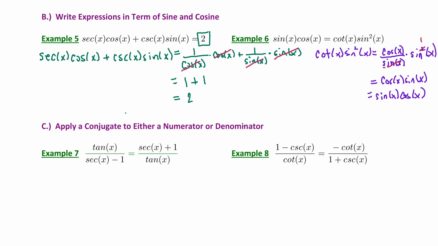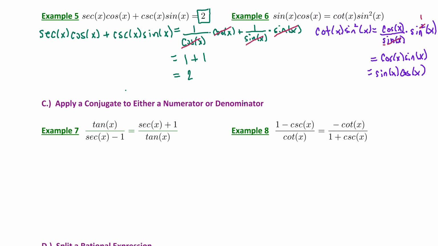Perhaps a more advanced technique for verifying an identity is applying a conjugate to either a numerator or a denominator. On example 7, notice in the identity we have a difference here and we have a sum here. Those are called conjugates. That is, they have the same two terms but a different sign in between. So really on this example, you could start with either side. And I'm going to move way over here just to make sure I have enough room. So I choose to start with the left side.